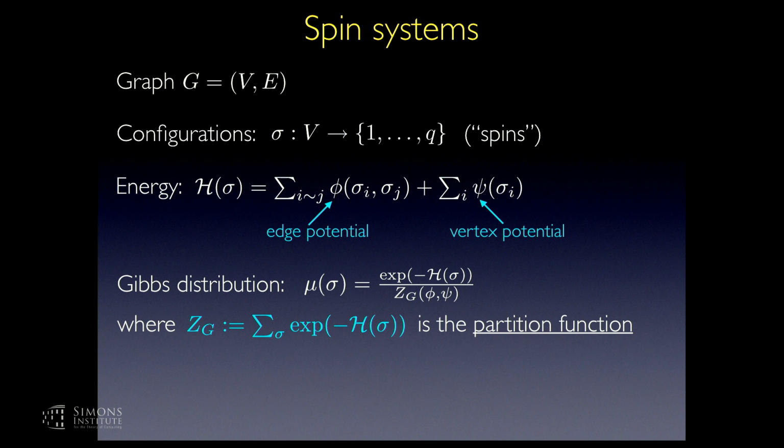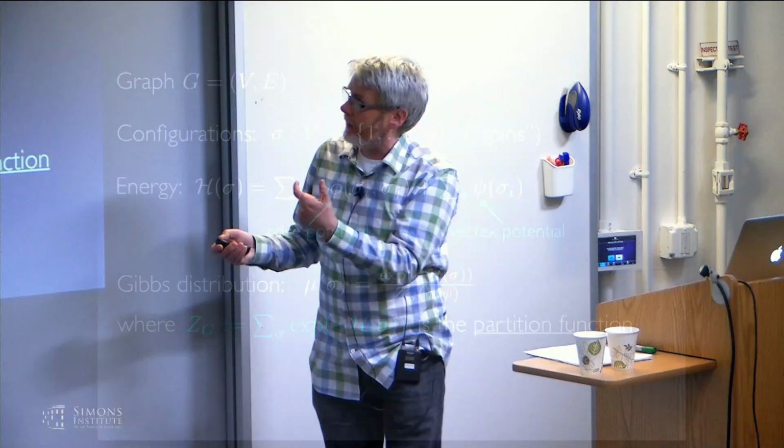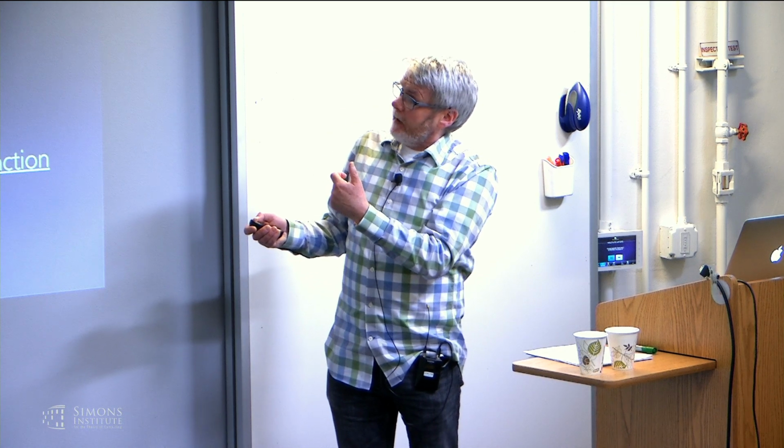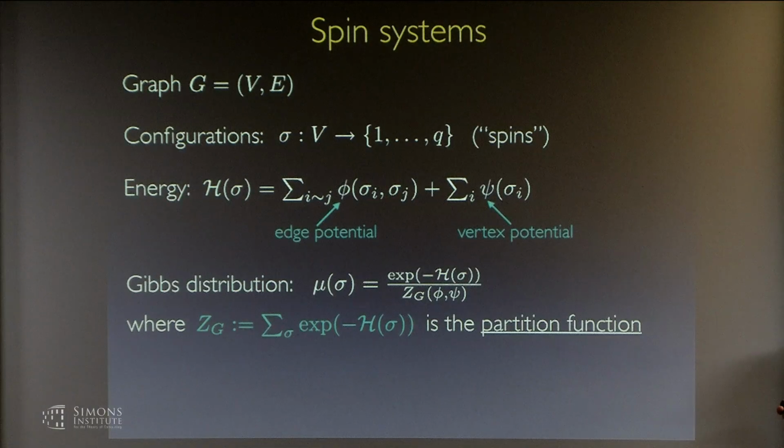And then each such assignment has an energy, which we'll call h. The energy has two components. One component comes from pairwise interactions. So you look at every pair of neighboring vertices and look at their spins, and there's some edge potential that tells you for any given pair of spins what the contribution is to the energy. And similarly, on every vertex, there is a potential that just depends on the spin of that vertex.